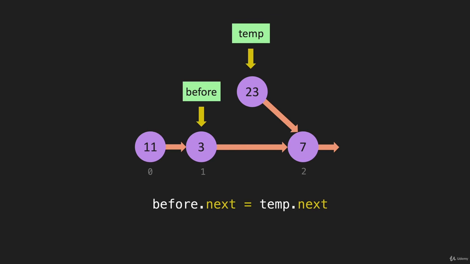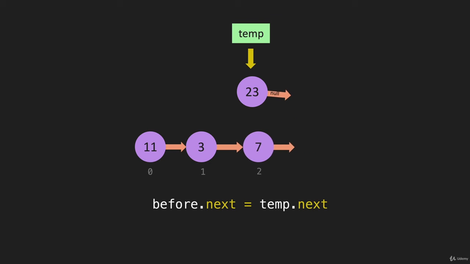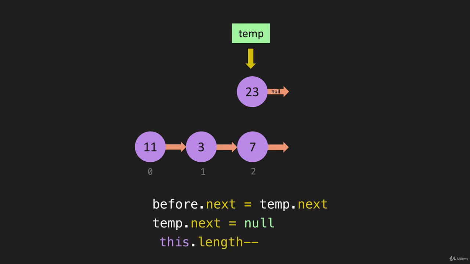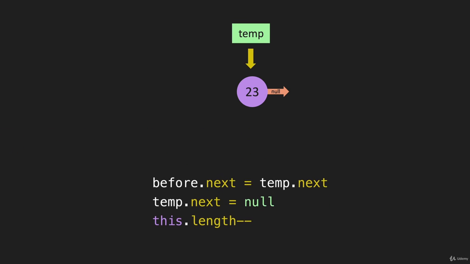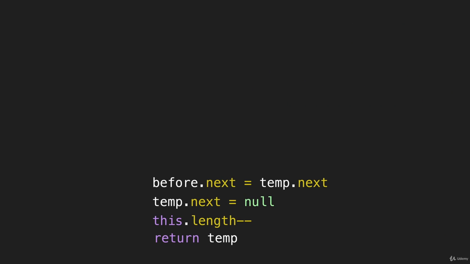And that's all we're going to need the before variable for, so I'm going to remove that. And then we'll say temp.next equals null to break that off of that list like that. We'll do that with that line of code there, temp.next equals null. Now that it's out of the list, we'll go ahead and decrement the list by 1. So we're done with the list, so I'm going to remove those. And then we can say return temp, which returns that item that we removed from the list.